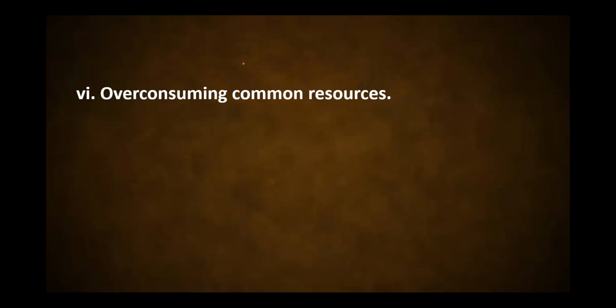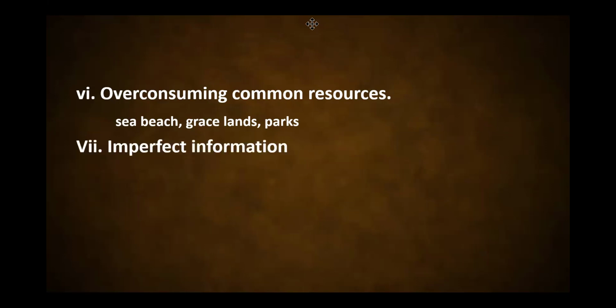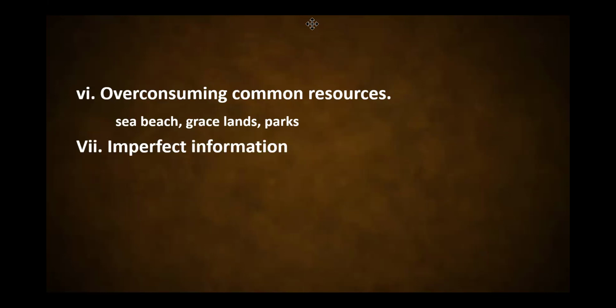Over-consuming common resources. That means natural resources are common resources. They are over-consuming. Sea beach, grassland, grasslands, parks. They are over-consuming common resources. Then imperfect information, right? I told you there should be perfect information. But the thing is, in a market economy, there is no perfect information. Hidden information can be there. Right? So next one.